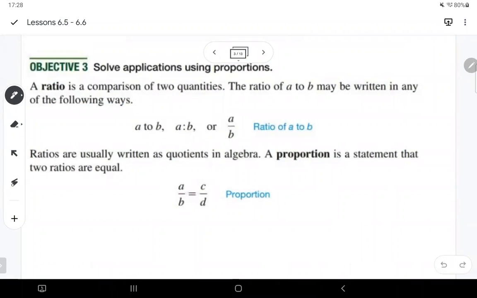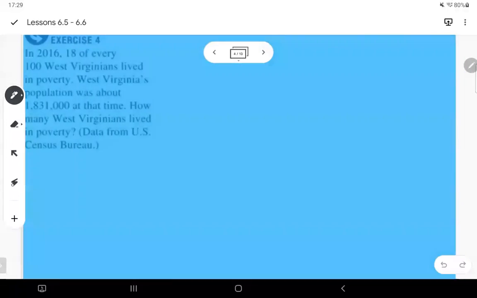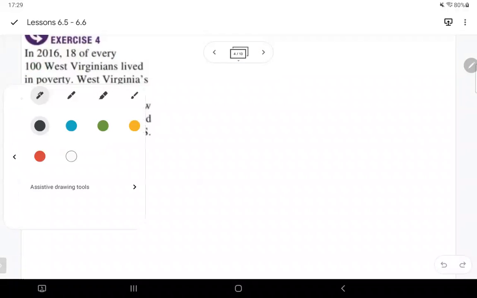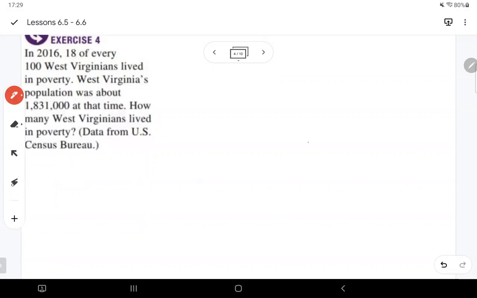So proportions just kind of help you set things up. And the one thing I would suggest you use is cross multiplication. So let's figure out how we want to set this up. You can either use a V or W. I'm going to use a V.